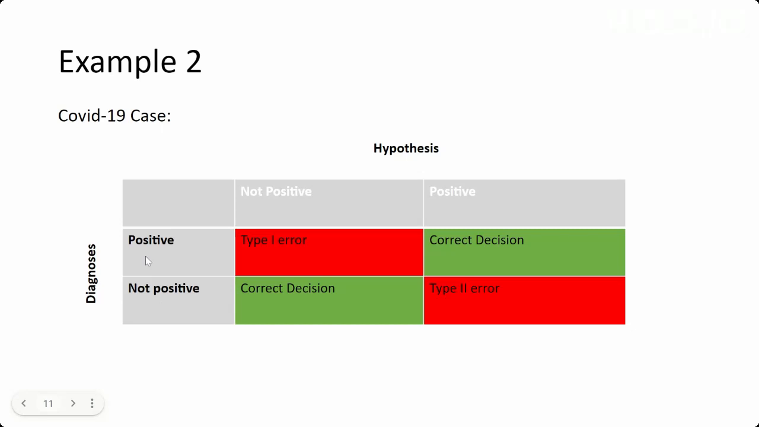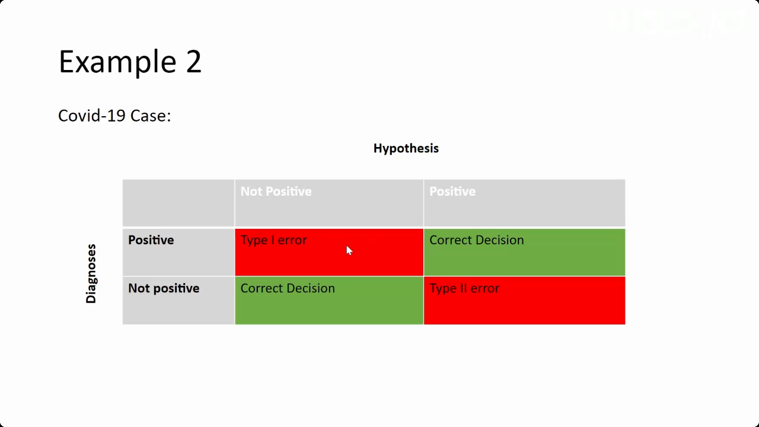So, in a situation where in reality the person is actually not having COVID, doesn't have COVID, is actually not positive, and the doctors conclude that is positive, the doctors would have made a type 1 error. And in the second situation, where the doctors conclude that that person is positive, and actually in reality that person is positive, then the doctors would have made a right conclusion.